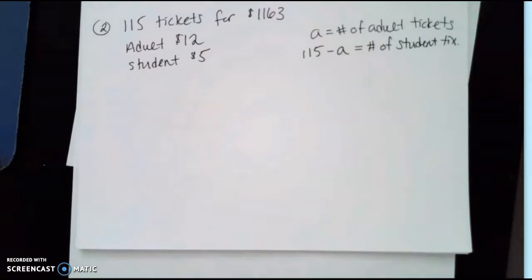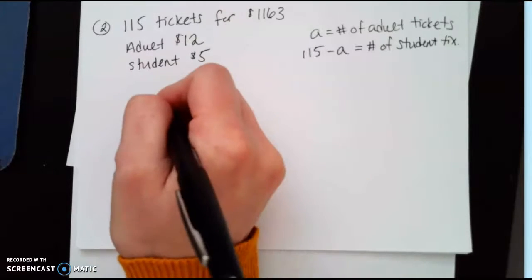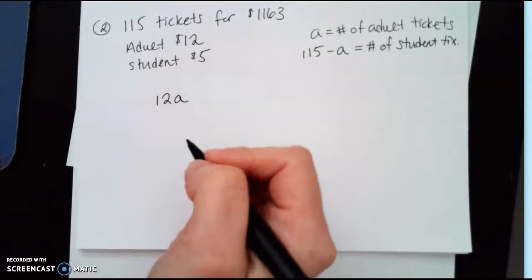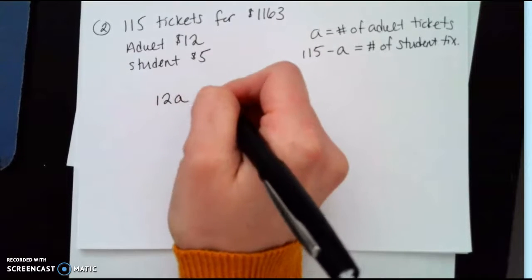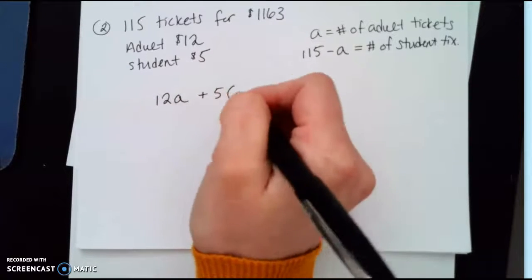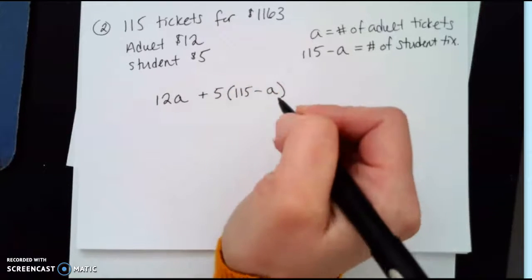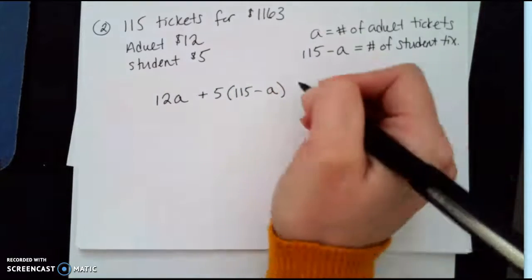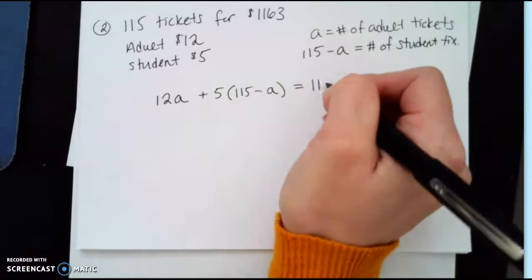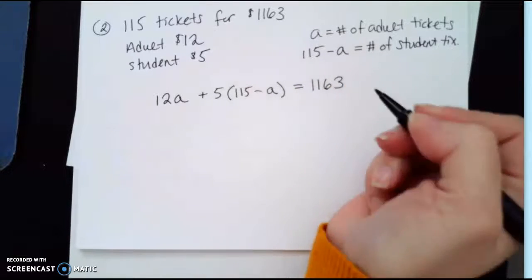All right, so now we can take the value of each ticket into consideration. The adult tickets are $12 each. So 12 times the number of adult tickets plus the $5 times the number of student tickets. The number of student tickets is the expression 115 minus A. That should equal the total of 1,163.